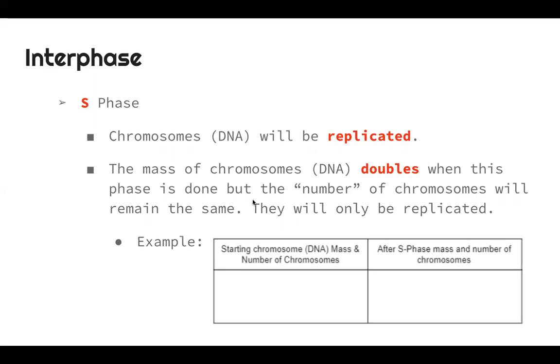So we have the starting chromosome or DNA and the number of chromosomes. And then after S phase, we have the same number. We just have a second of each number.